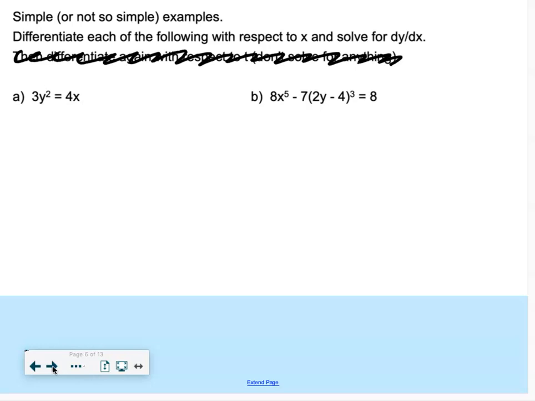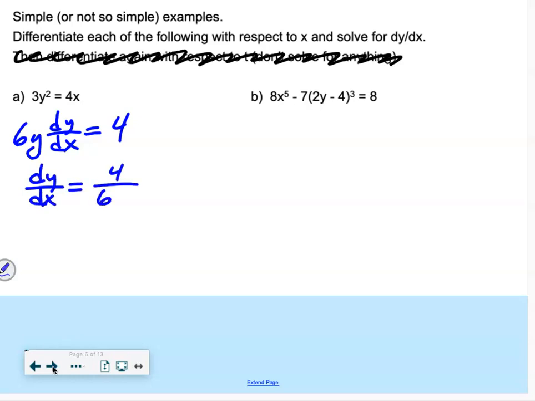So on the left side, we have 3y squared. We're differentiating with respect to x. First, what's the derivative of 3y squared? 6y, and then I have to multiply it by dy/dx. On the right, what's the derivative of 4x? 4. Do I have to multiply it by dx/dx? No, I can, because that would just be 1. Then you solve for dy/dx.